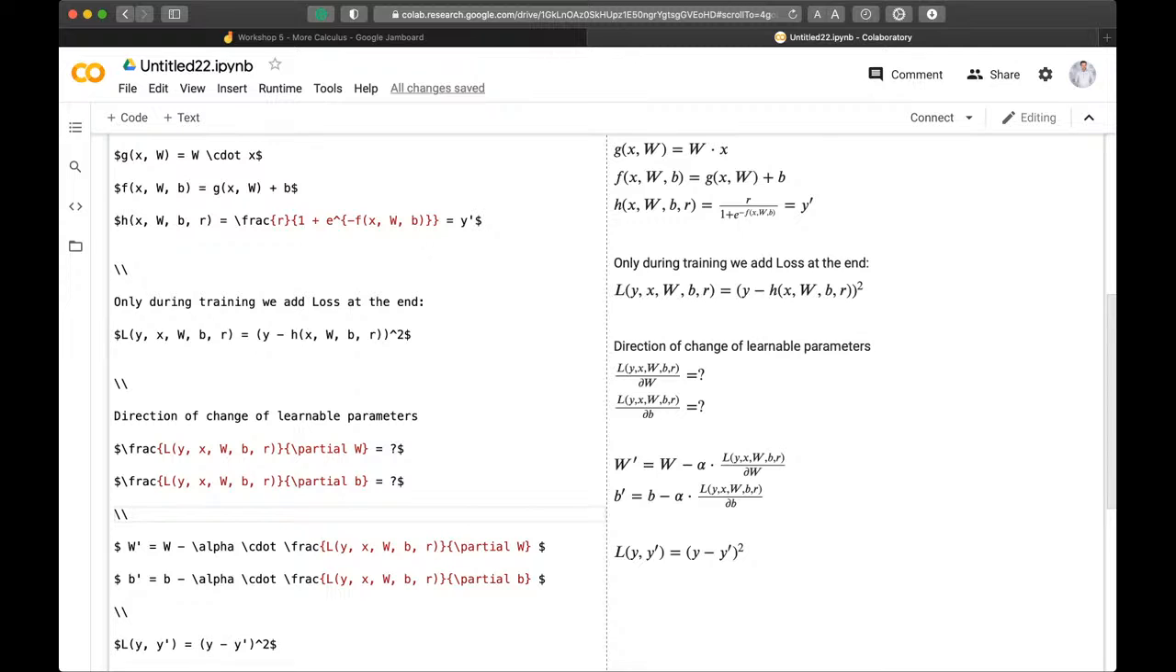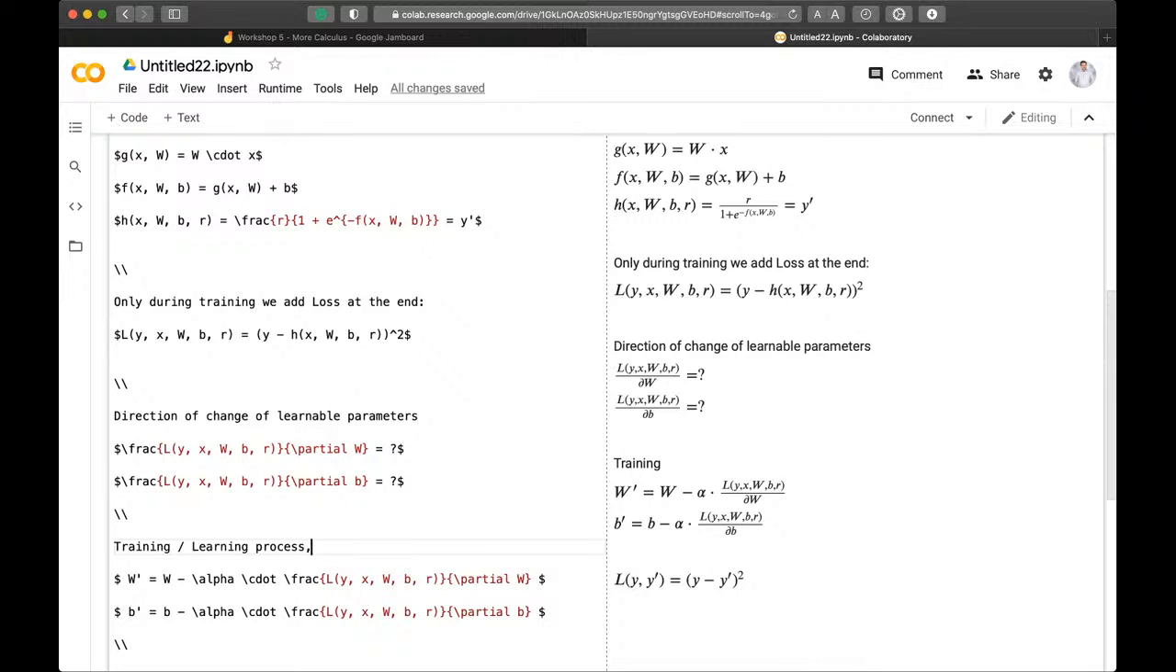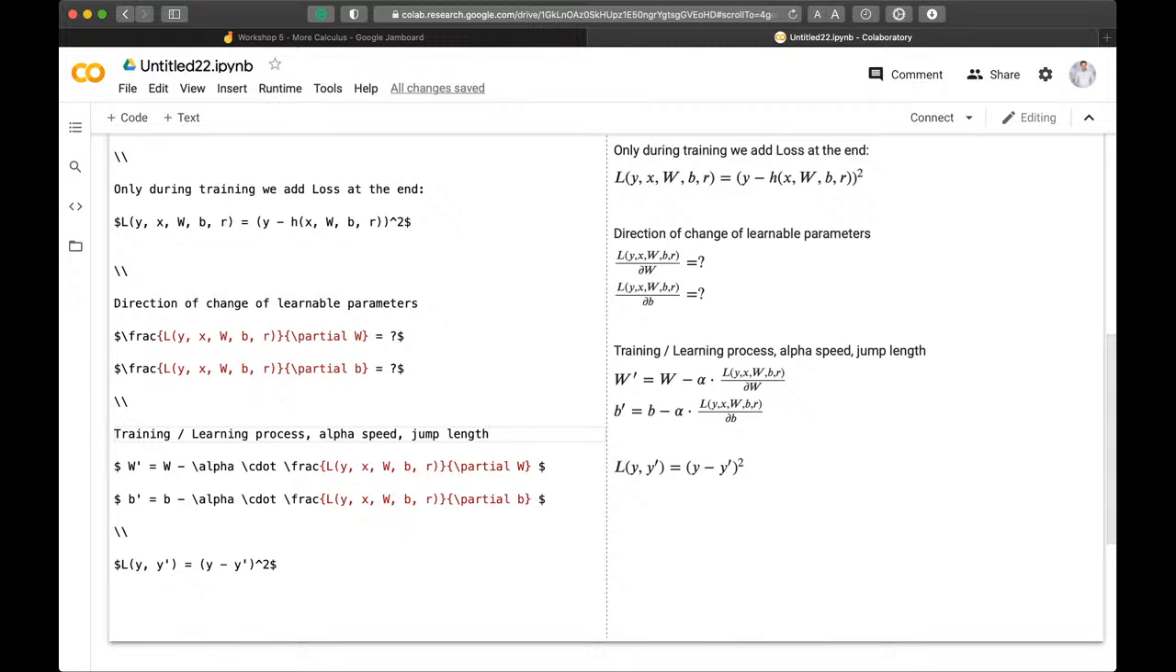And here, this is the actual training or learning process. Alpha is the speed, or like the jump length. So we have the direction, and now we also have how far we should step in that direction to change the weight. So that is our alpha. It's usually a very small constant.